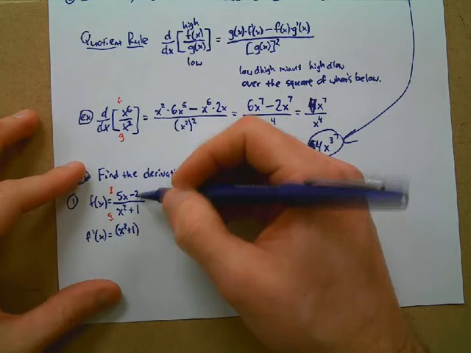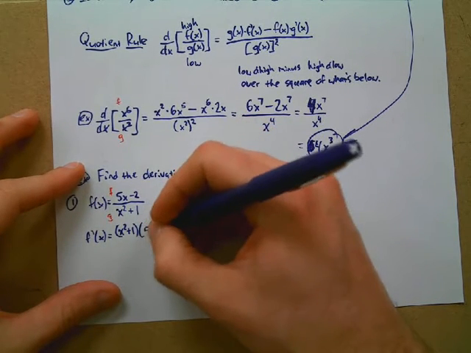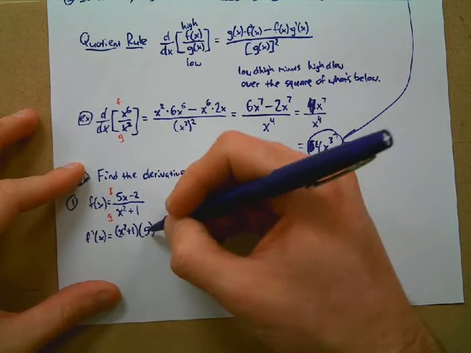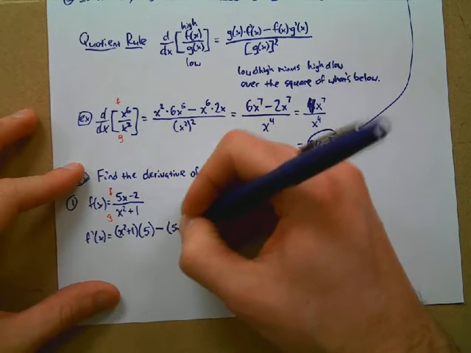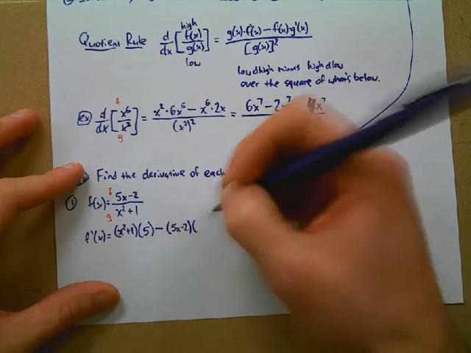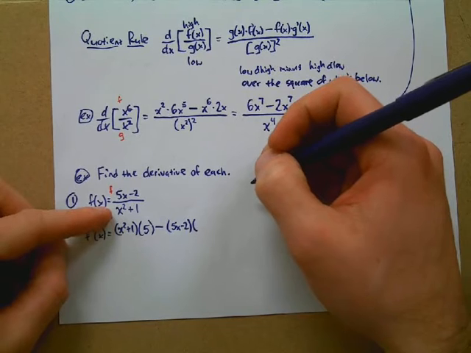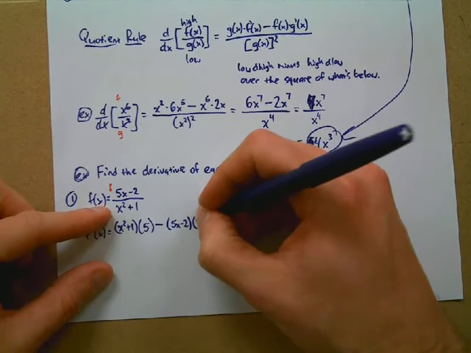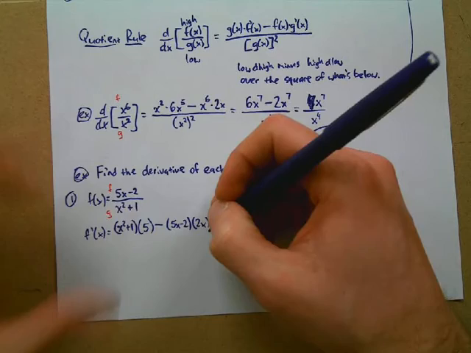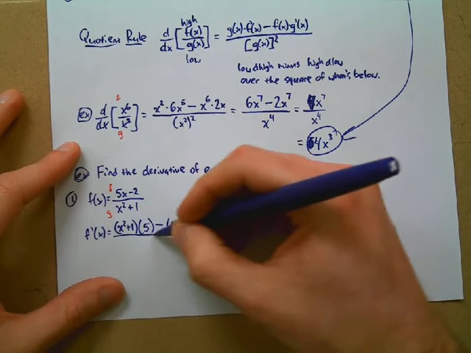And what's the derivative of the bottom? What's the derivative of x squared plus 1? Just 2x, yeah, just 2x. Again, the derivative of 1 is 0, so it's gone. All over the bottom squared. Okay.